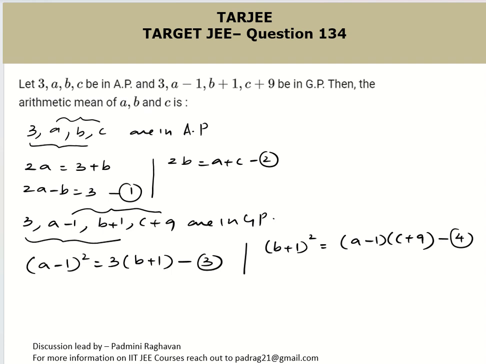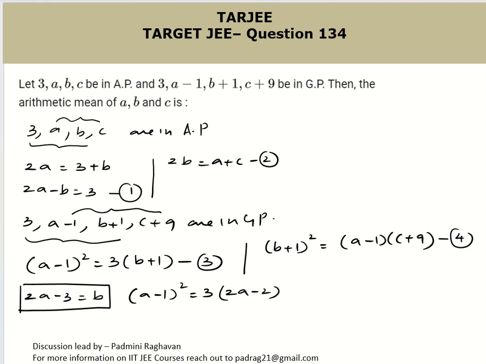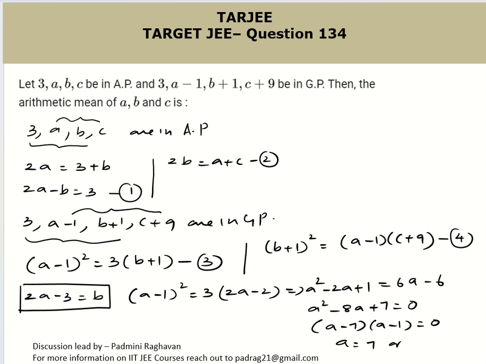So first let us solve equations 1 and 3 because both involve a relation between a and b. From equation 1, we can write 2a minus 3 is equal to b and use this in the third relation. So the third becomes a minus 1 the whole square is equal to 3 times b plus 1. If b is equal to 2a minus 3, b plus 1 is going to become 2a minus 2. So now open the bracket. This gives me a square minus 2a plus 1 is equal to 6a minus 6. So I get a square minus 8a plus 7 is equal to 0. This can be factorized as a minus 7 into a minus 1 is equal to 0, which gives me a is equal to 7 or a is equal to 1.